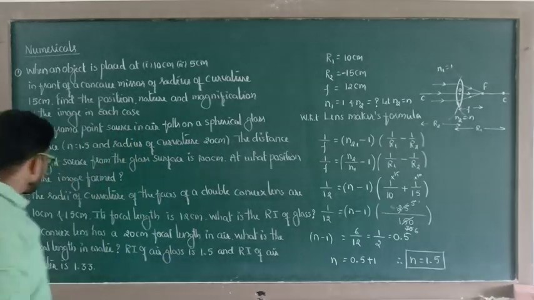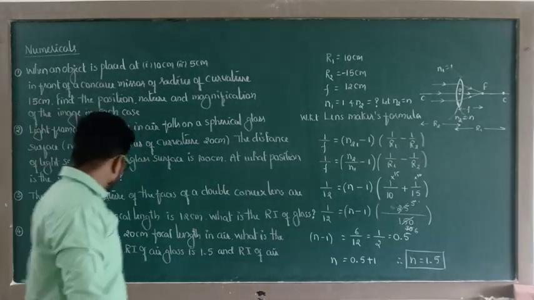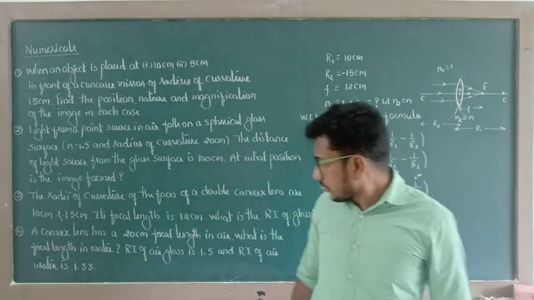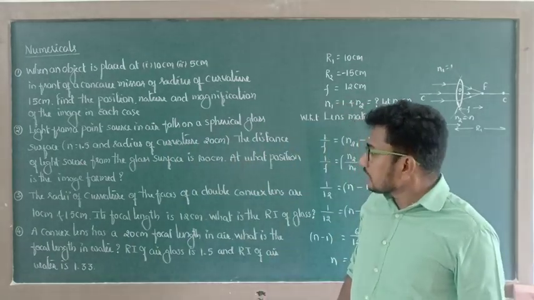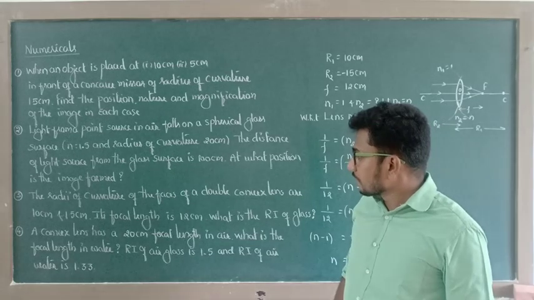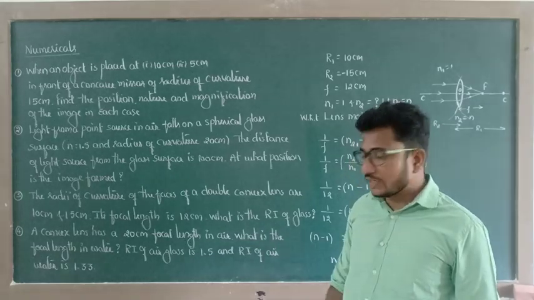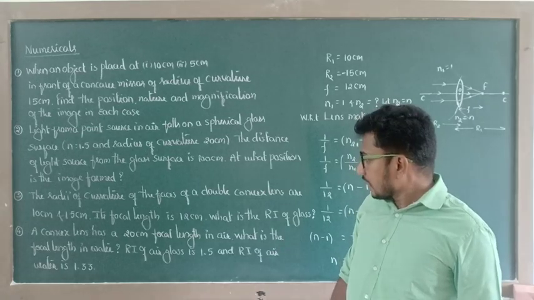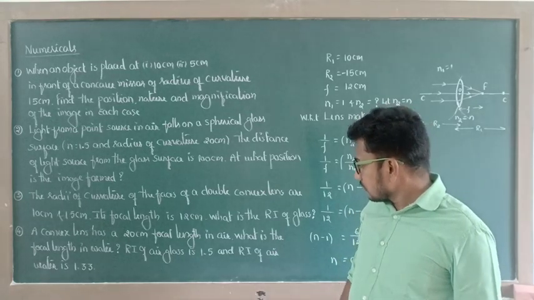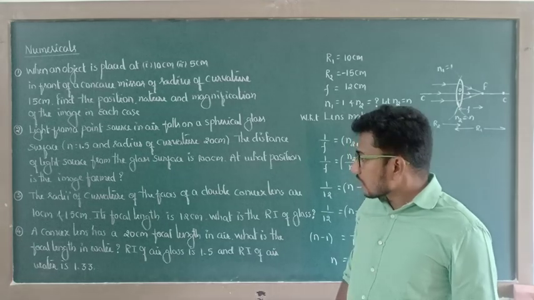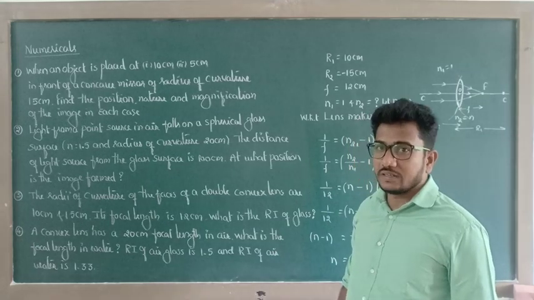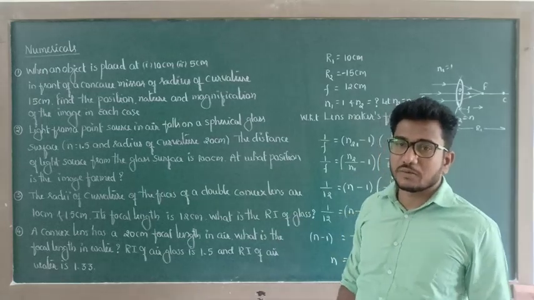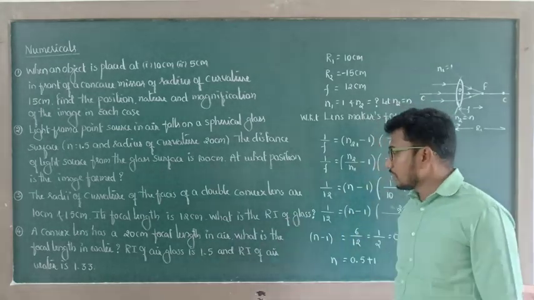Okay. Next one: a convex lens has a 20 centimeter focal length in air. What is the focal length in water? If that lens is placed in water, they are asking to calculate the focal length. The refractive index of air to glass is 1.5 and of air to water is 1.33. Again, by using this same lens maker's formula, we can solve this numerical.